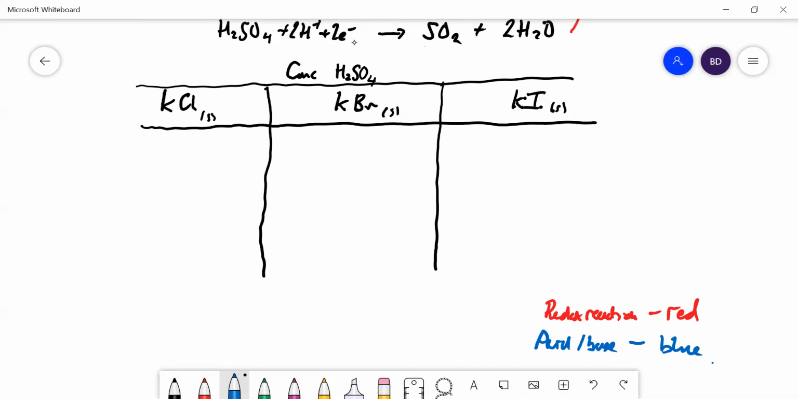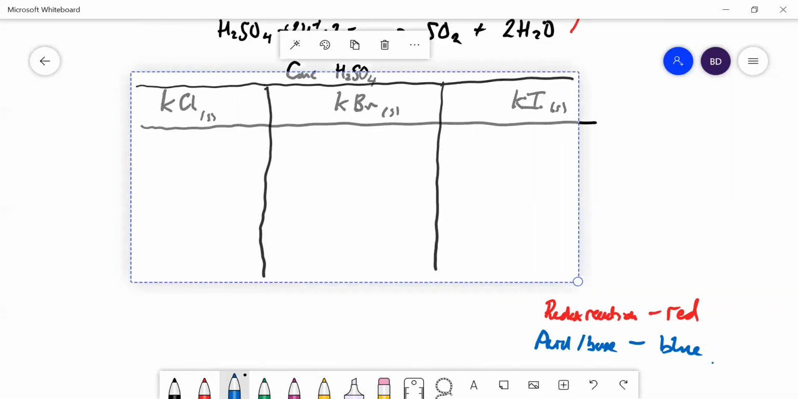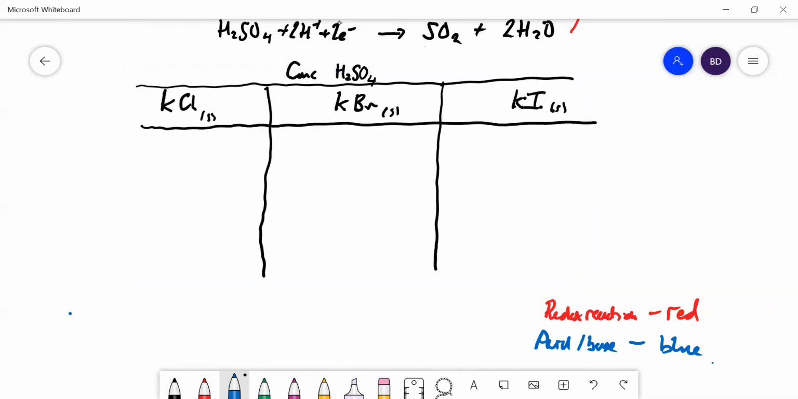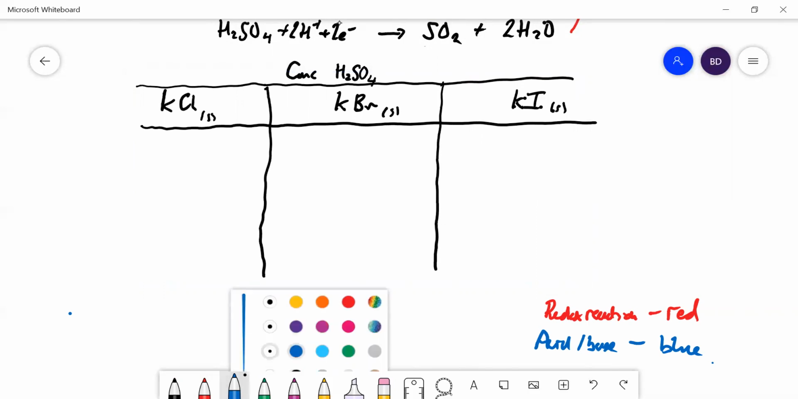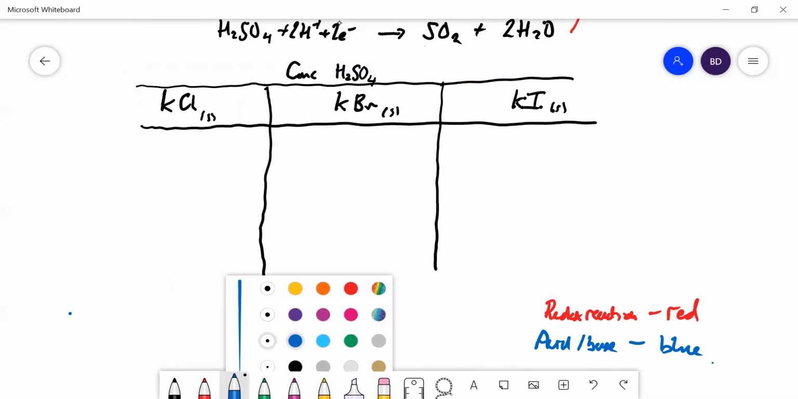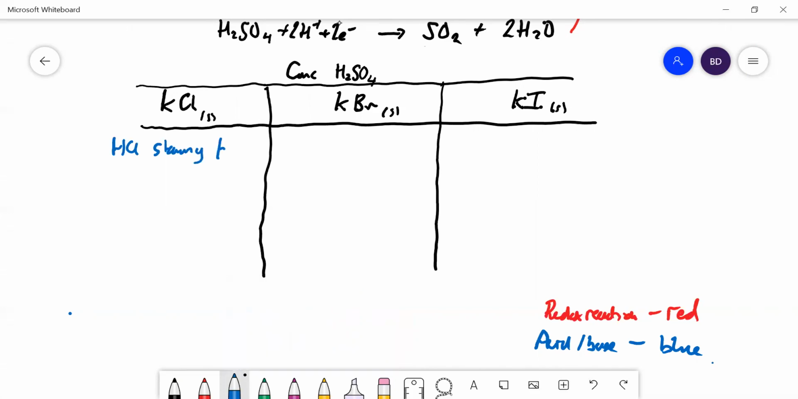KCl is the easiest one, the simplest one. You're only going to get one product. You will just get HCl. What does that look like? HCl, steamy fumes, and you can test for it: it turns damp blue litmus red.